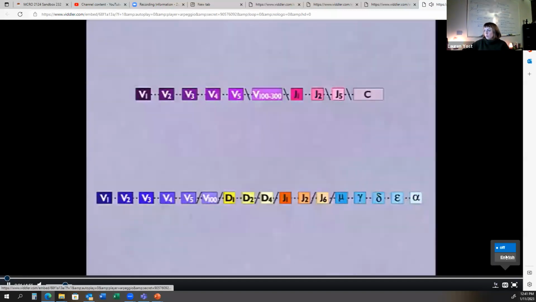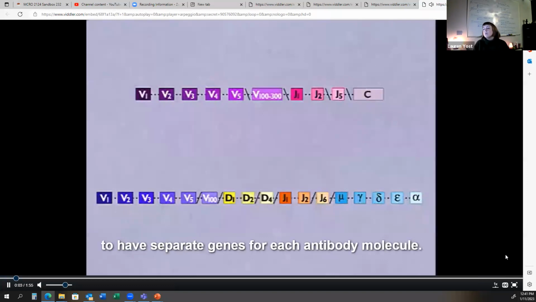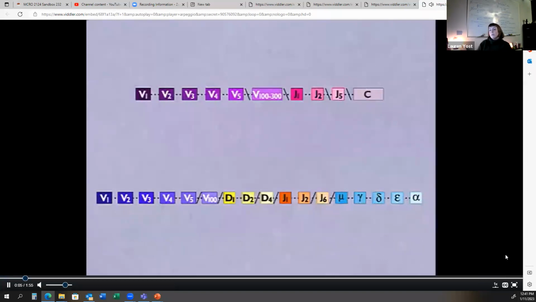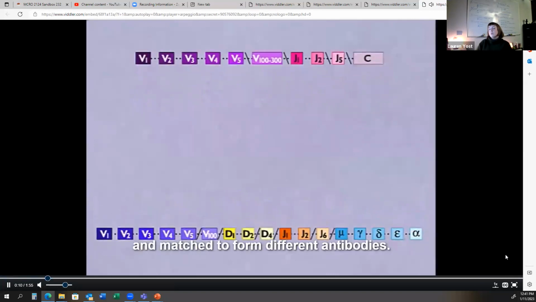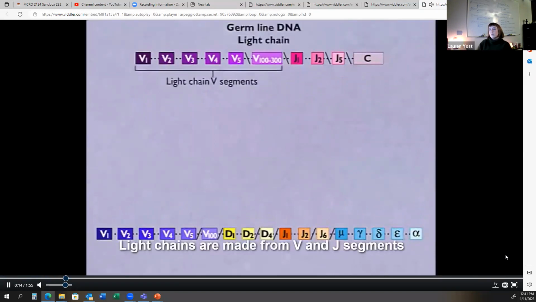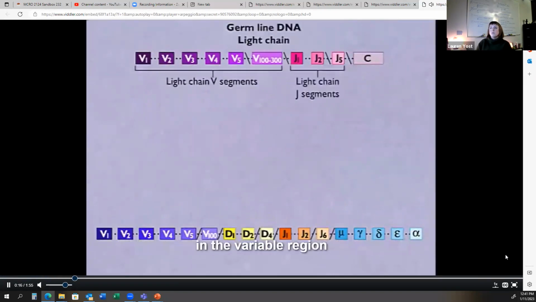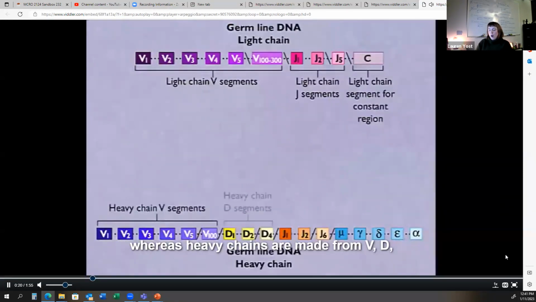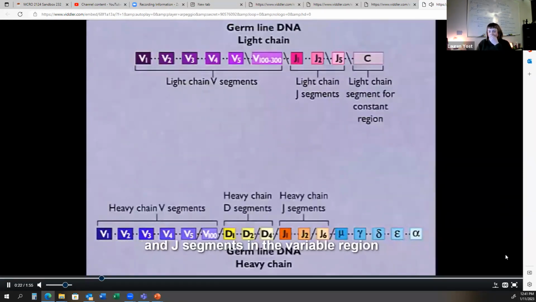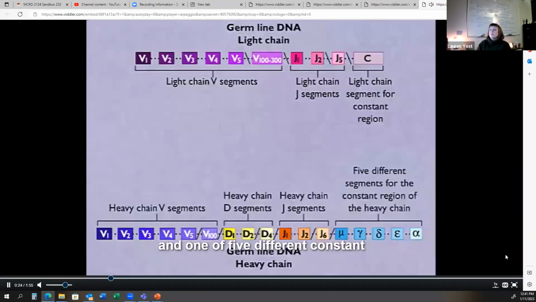Human cells do not have enough DNA to have separate genes for each antibody molecule. Instead, different segments of DNA can be mixed and matched to form different antibodies. Light chains are made from V and J segments in the variable region and a constant region segment, whereas heavy chains are made from V, D, and J segments in the variable region and one of 5 different constant region segments. As the lymphocyte divides during maturation, its genes are rearranged.